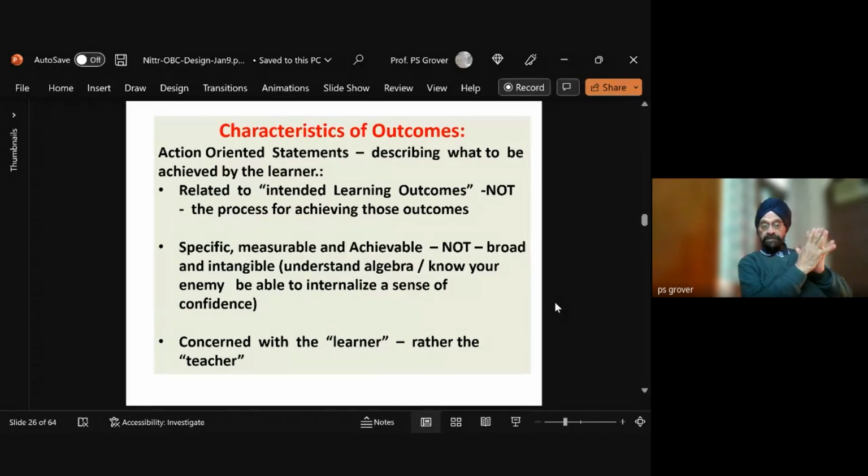Now, see, I mentioned outcomes. Beforehand, we have to understand what are the outcomes. Now, I said program outcomes. Now, how did I design them? Because that design will be connected with the curriculum. So, they are action-oriented statements that describe what is to be achieved by the learner. Related to intended learning outcomes, not the process of achieving those outcomes.